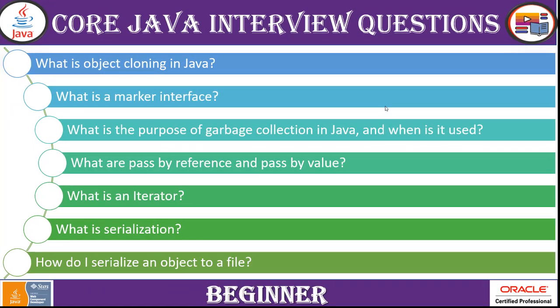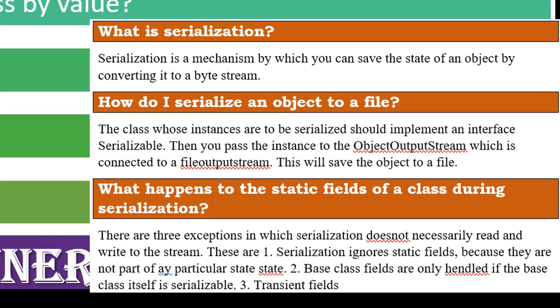What is serialization? Serialization is a mechanism by which you can save the state of an object by converting it into a byte stream. Now the next question goes, how do I serialize an object to a file? The class whose instances are to be serialized should implement an interface called Serializable. Then you pass the instance to the ObjectOutputStream, which is connected to a FileOutputStream, and this will save the object to a file.